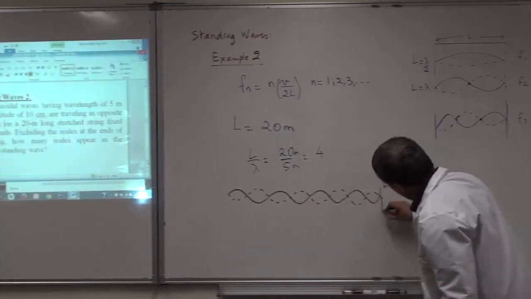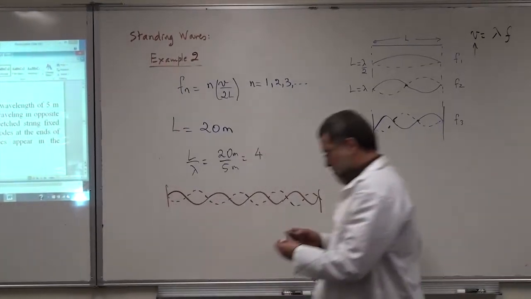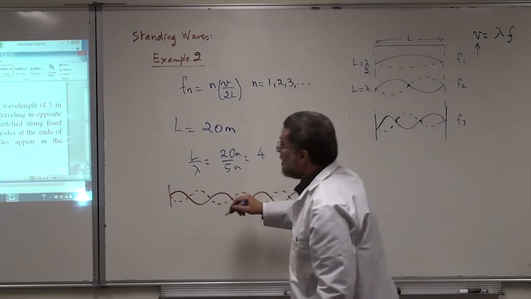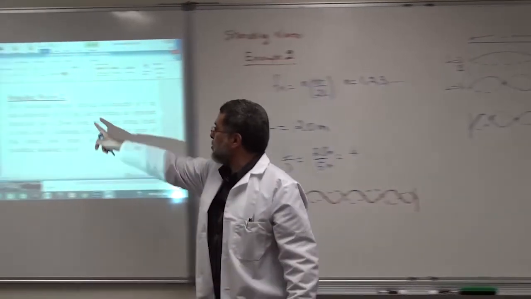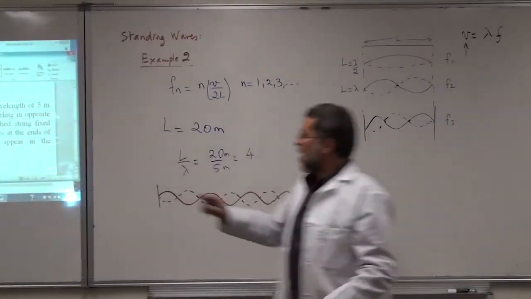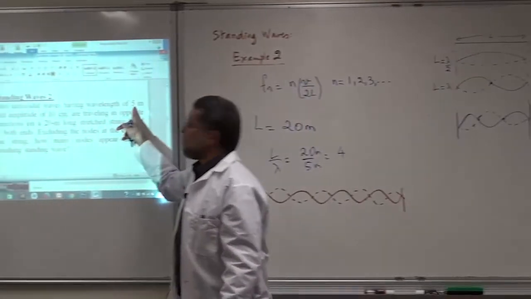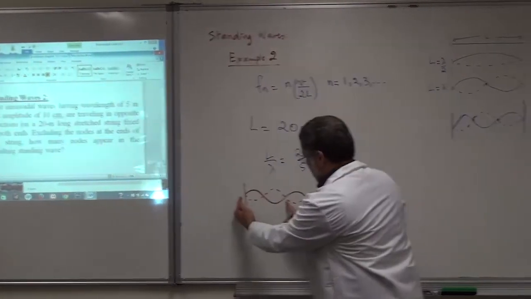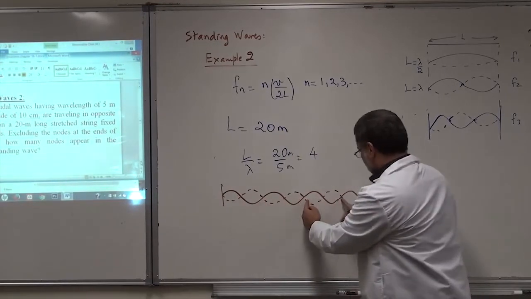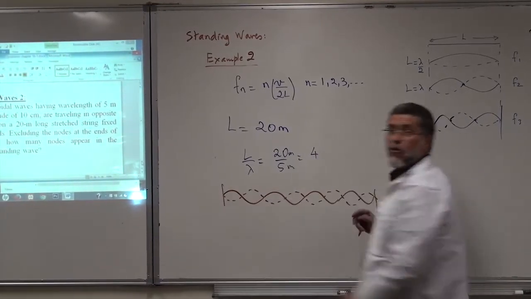Now I'm going to exclude this one, and tell me, my son, how many nodes I have in this figure here. By the way, I did not use the amplitude given in the problem. I use only the length of the string and the wavelength. And this is one wavelength, okay? So this is 5 meters, another 5 meters at 10, and this is 15, and this is 20. And that's the length of the rope.